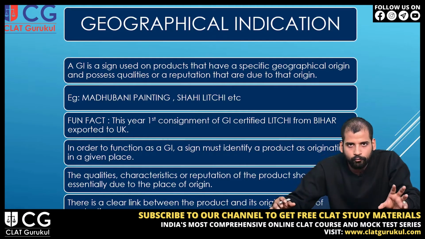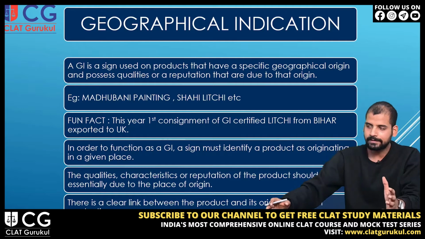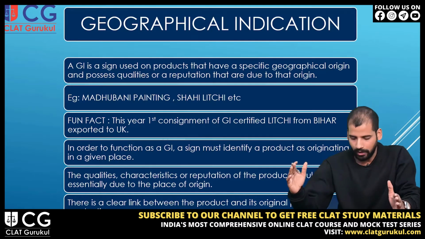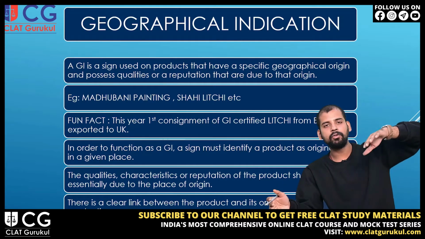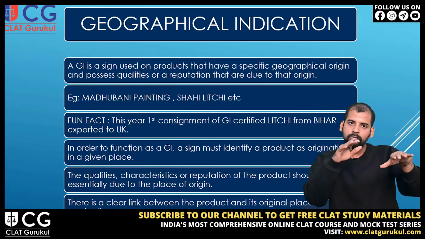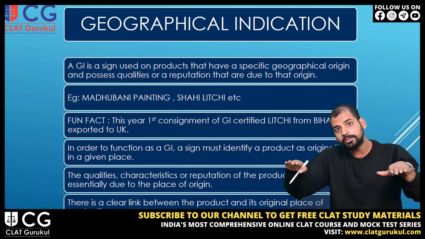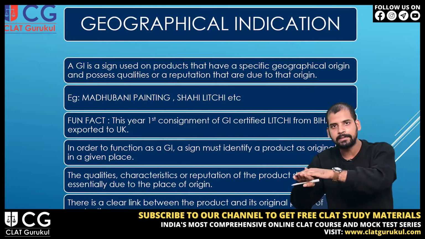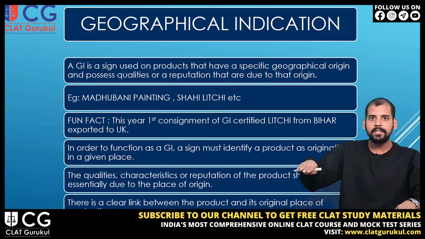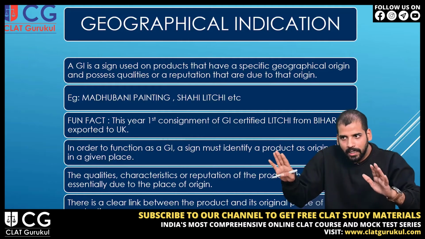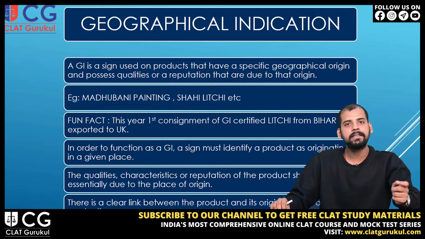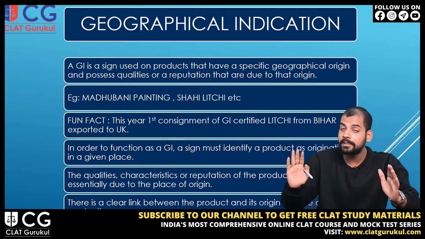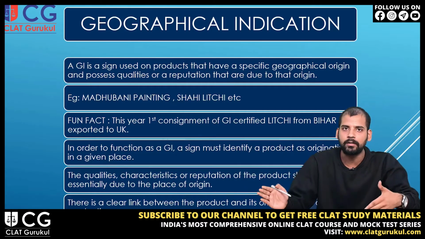So now, in order to function as a GI, a sign must identify a product as originating in a given place, right? So first you know the product, then you got to know that product belonged to that particular place, like Darjeeling tea. Now Darjeeling tea is only found in Darjeeling, right? You can't grow that tea in Bihar and say this is Darjeeling tea. So GI certified tag is that much important, right?